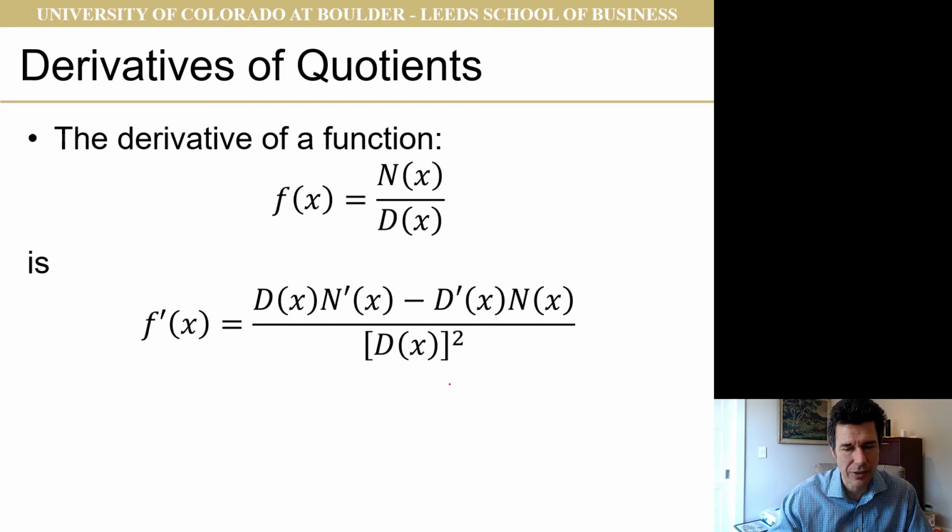Now this particular rule, the quotient rule, is somewhat unpleasant to learn. Again, it's a memorization problem. You need to make sure and be careful that you take the derivatives correctly in the numerator. A very common mistake is you write d prime of x, n of x, minus d of x times n prime of x. You reverse these two terms. So just be careful with it.